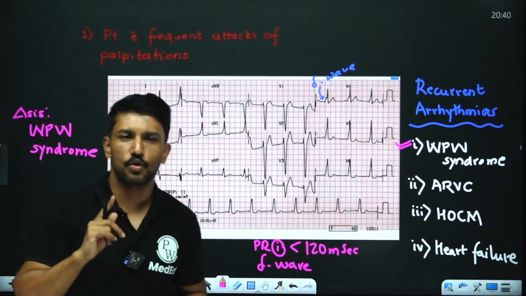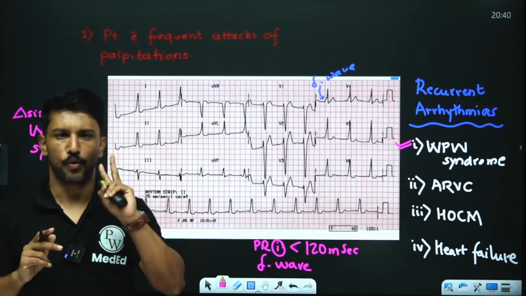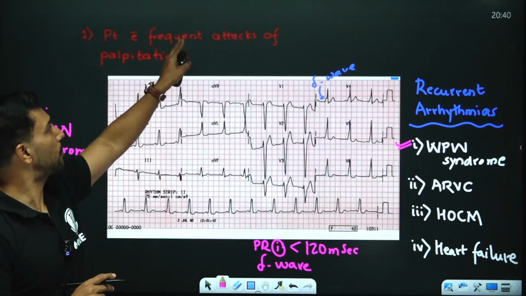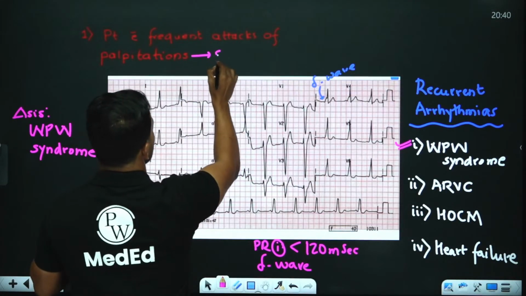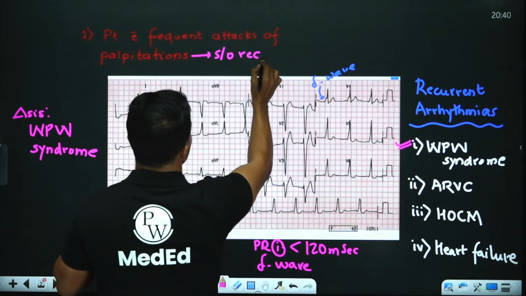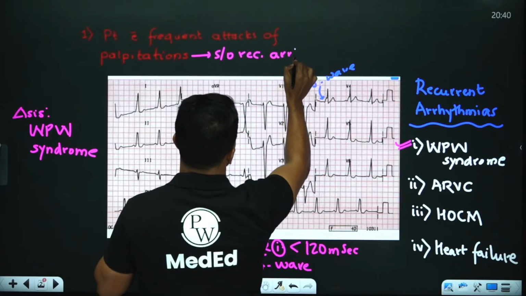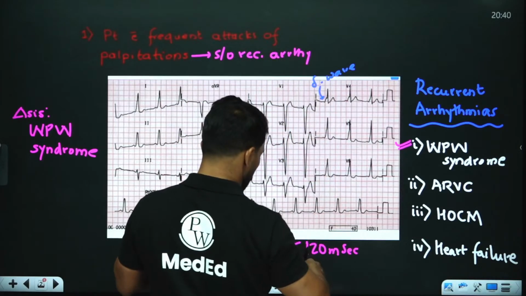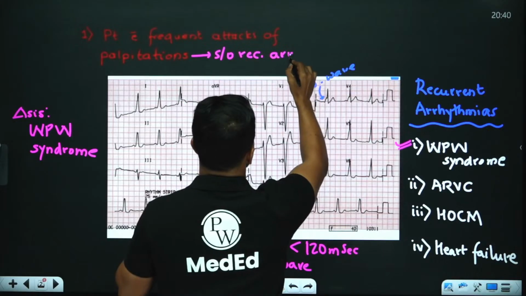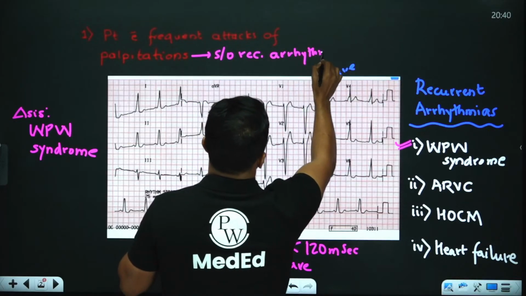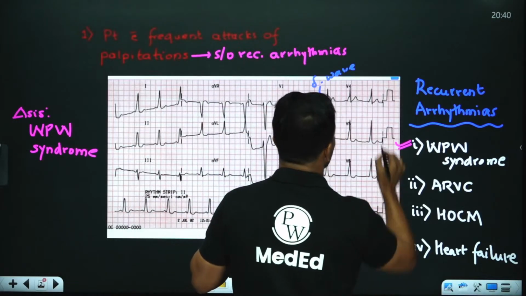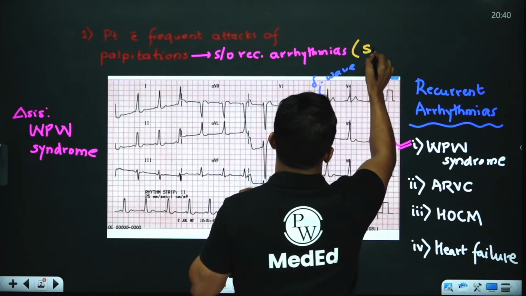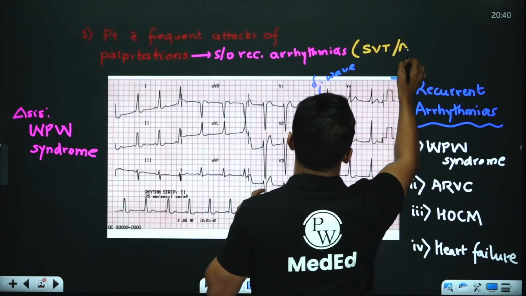So summarizing it, how do I recognize it in the exam? Only 2 points. The question will be talking about frequent attacks of palpitations, suggestive of recurrent arrhythmias. Which arrhythmias most commonly occur in these patients? Most commonly, the arrhythmias that happen in WPW syndrome patients are supraventricular tachycardia, SVT, and atrial fibrillation.